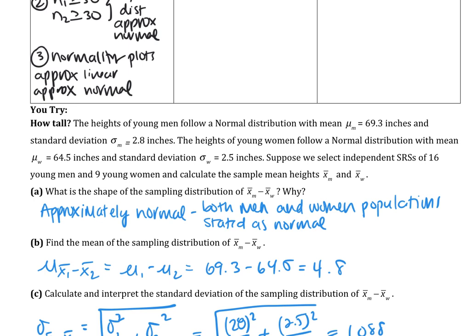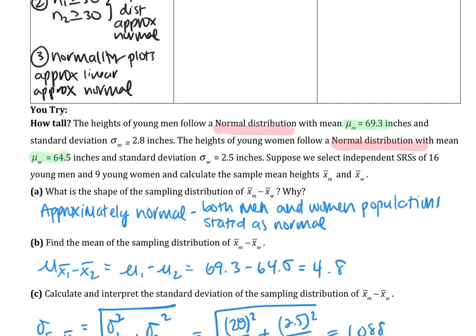Okay, so we notice that the distributions are already stated as normal above. So that is helpful with us when we're going to find out about the shape. They're both stated as normal. Below, it asks us to find the mean, and we are given the mean for men and for women. So we can just go ahead and subtract those to find the mean of the sampling distribution, the difference of means, which is 4.8.